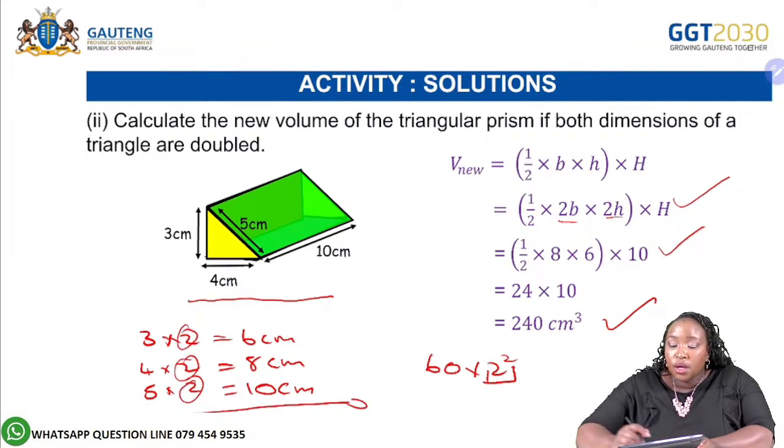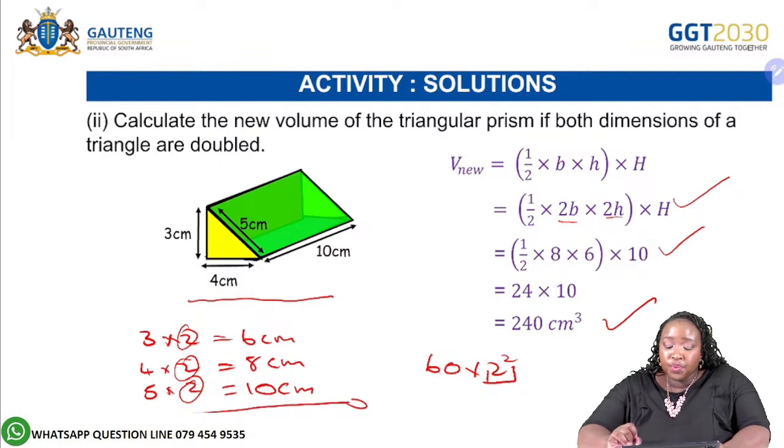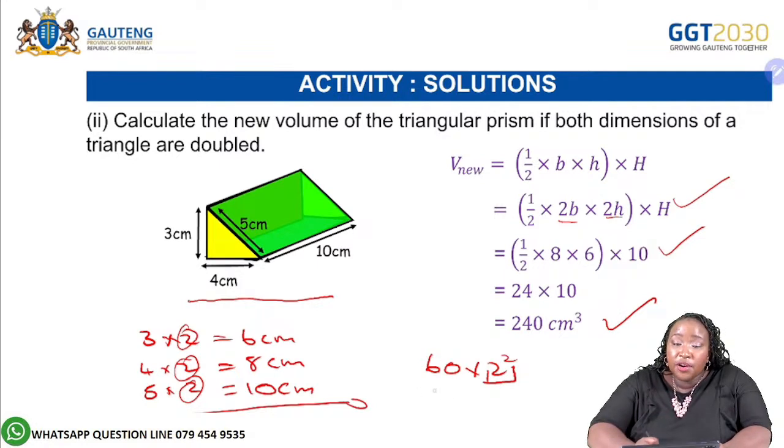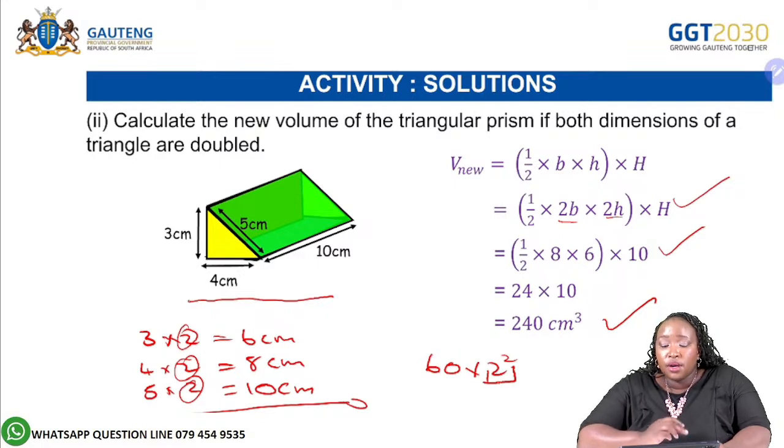There's the 2. So when you double both dimensions of the triangle, okay? When you double both dimensions in the triangle, the volume will be increased by k squared. Do you see that? Okay.